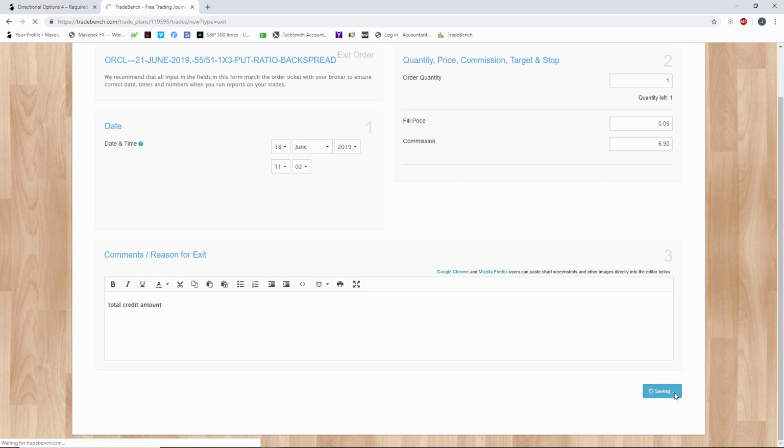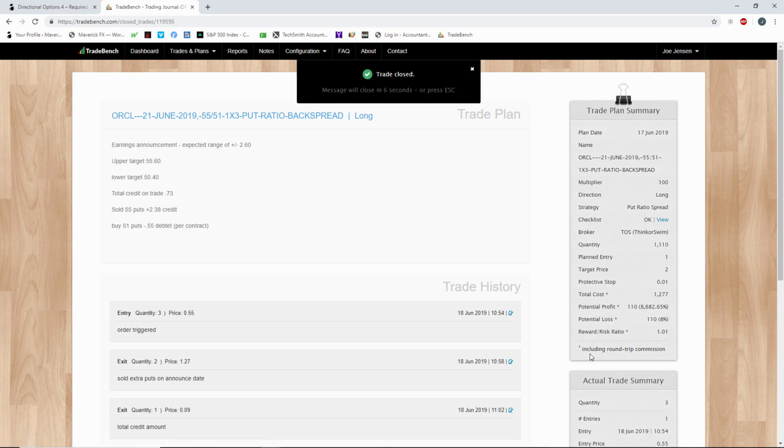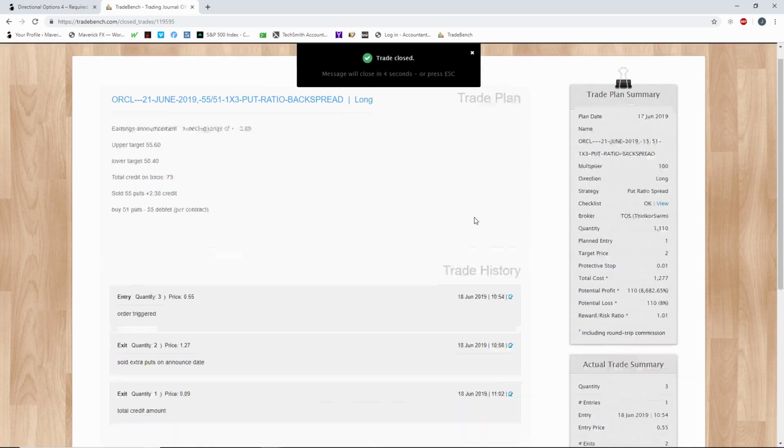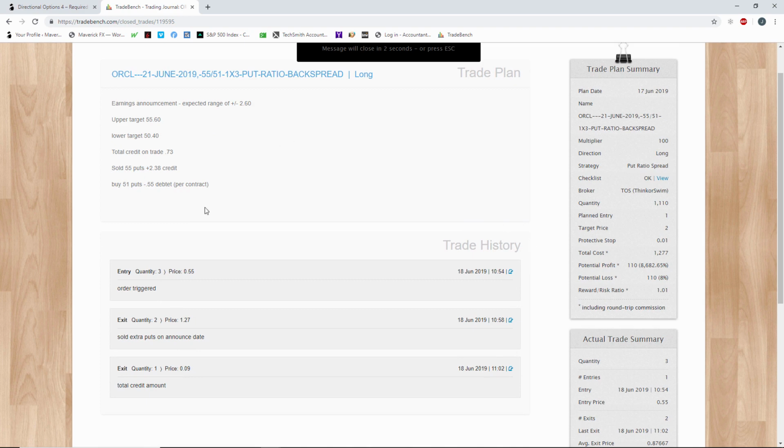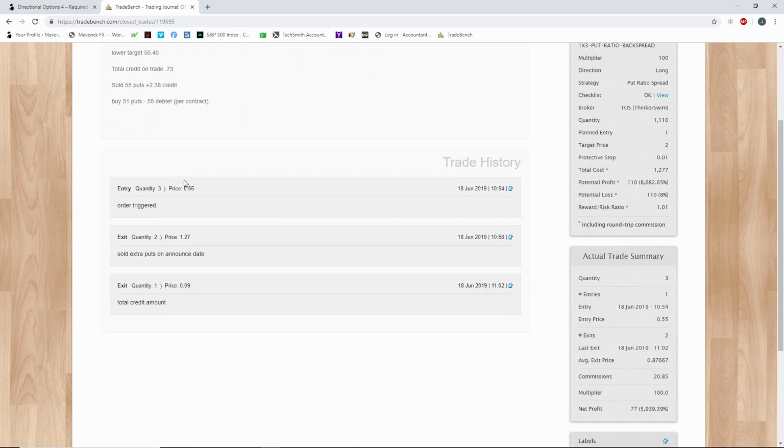Let's take a look at how it worked. All right. Well, one thing that's really cool about this too is these totals are automatically going to be added to the overall, and I'll show you that at the front page, which is kind of neat. So here's our total trade plan summary, our total breakdown. These are all the notes we took.